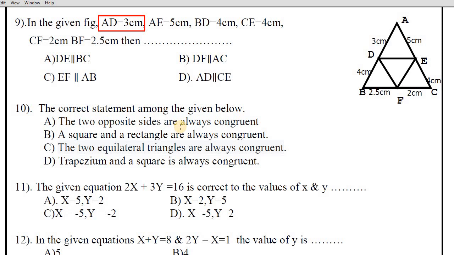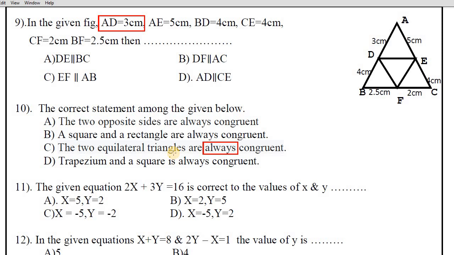And option C. The two equilateral triangles are always congruent. It is also wrong. Equilateral triangles cannot always be congruent. Trapezium and a square is always congruent. It is also a meaningless statement. So all options are actually wrong. But my guess is option C would have been correct if there were no word always. If the word always is not present, in that case option C is correct. The two equilateral triangles are congruent. So, sometimes they may be congruent and sometimes they may not be congruent.